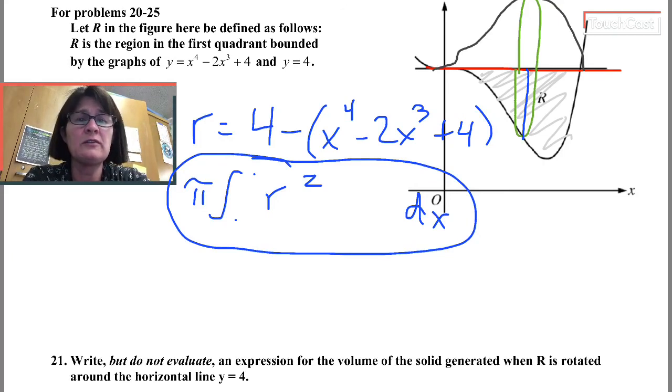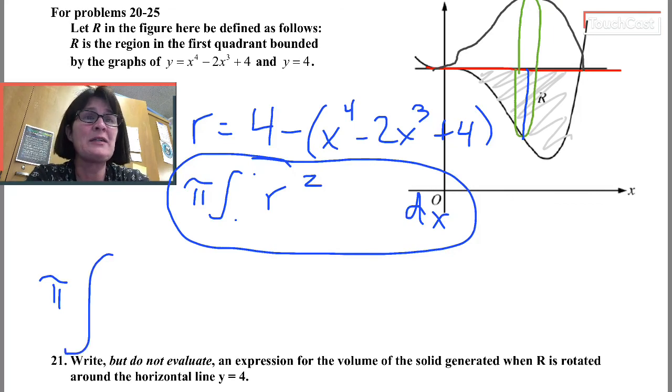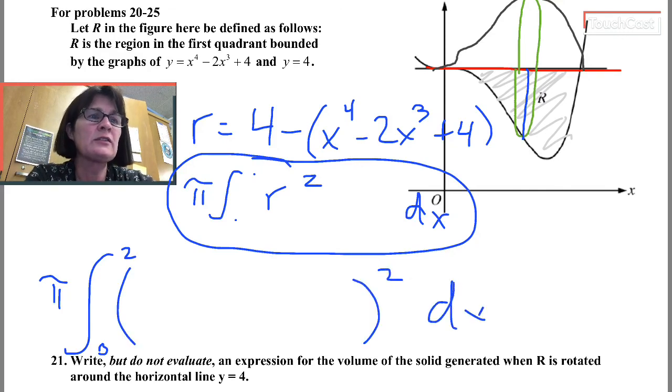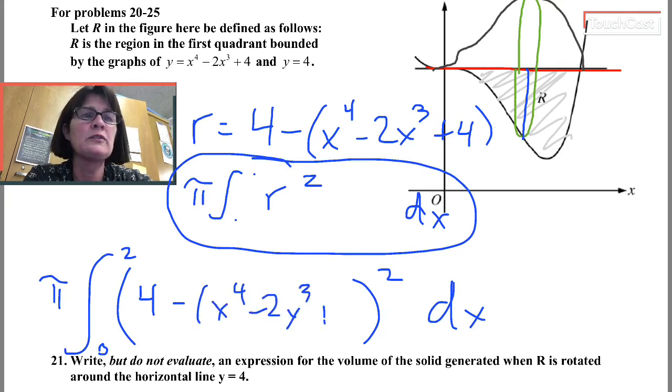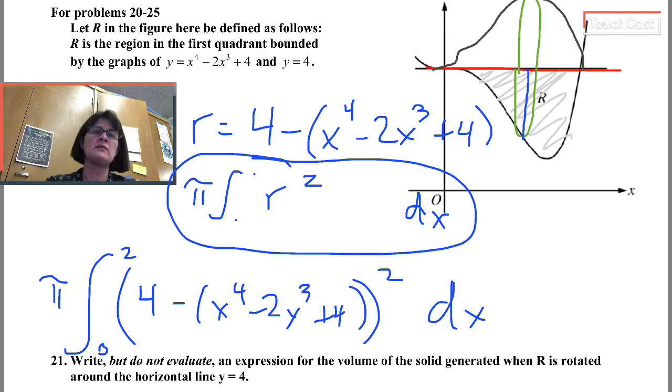But now we can write it. So this is going to be pi times the integral. I need x limits. I figured them out in the last problem. That's 0 to 2. Should be r squared dx, where r is 4 minus the quantity x to the fourth minus 2x cubed plus 4. Final answer.